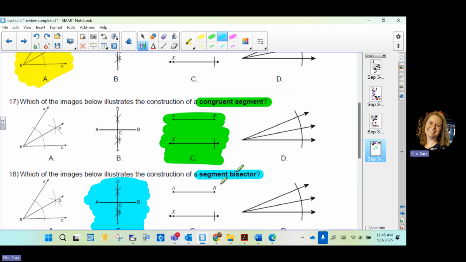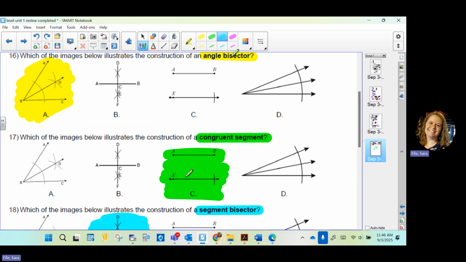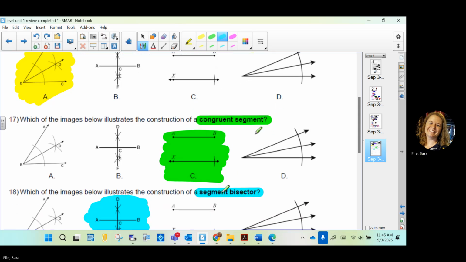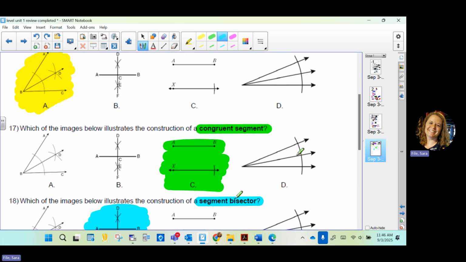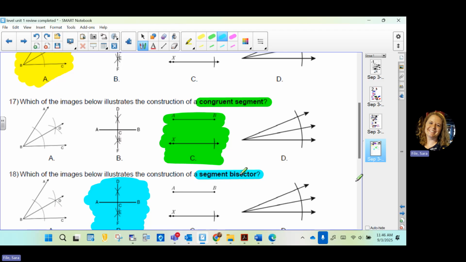So these really you could kind of guess on just by if you knew the words. Angle, segment, bisect means cut in half, congruent means the same. So if you just know a lot of those terms, you would probably be able to give an educated guess and get these right, wouldn't you? So the vocab is really important.